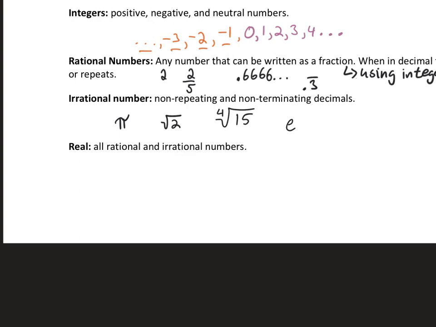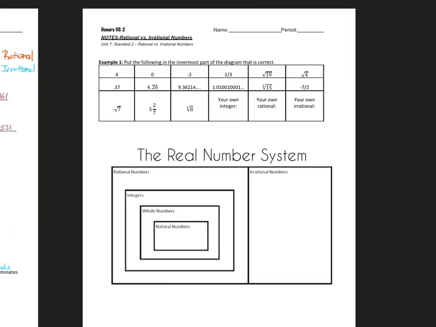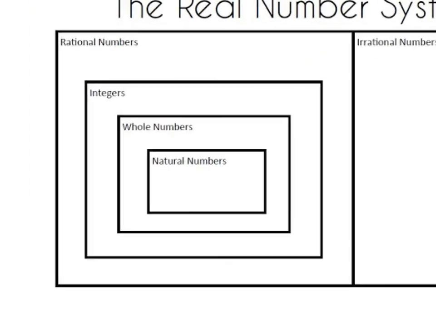All right, so let's give this a try and see if we can identify each of these. Again, I'd like you to go ahead and pause the video and complete this Venn diagram here. We're used to seeing Venn diagrams as circles, but this is a Venn diagram. So put the following in the innermost part of the diagram that is correct, right? So let's explore this just for a second before you get started.